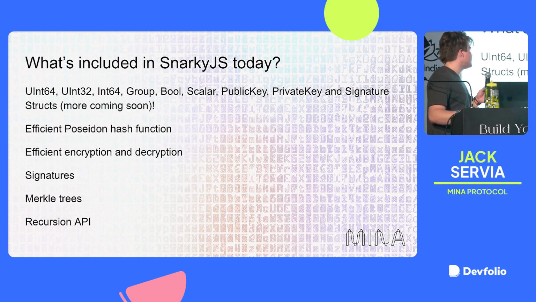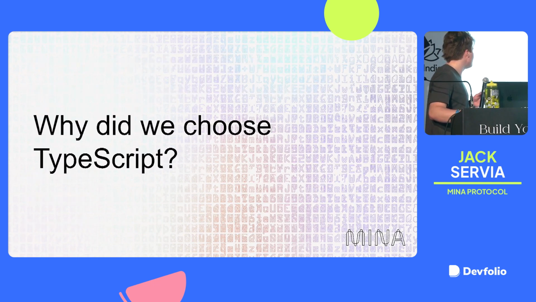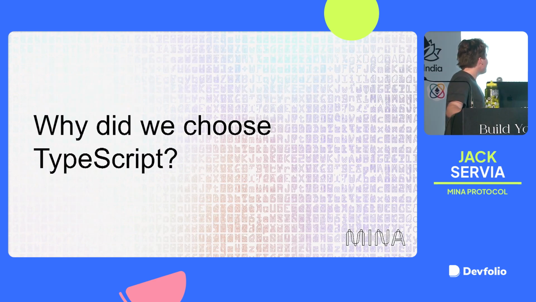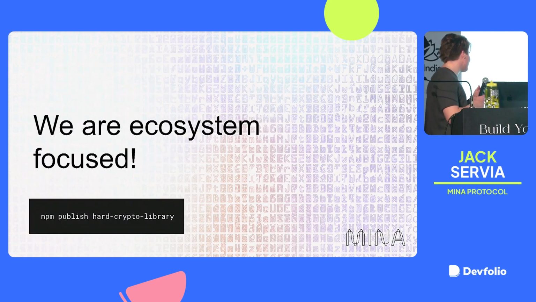So a lot of the stuff that you need is just included in the Snarky JS library to begin with. Okay, why did we choose TypeScript? Because we're ecosystem focused. So the idea is that probably some people want to build crazy cryptographic primitives that let you do things that seem impossible.